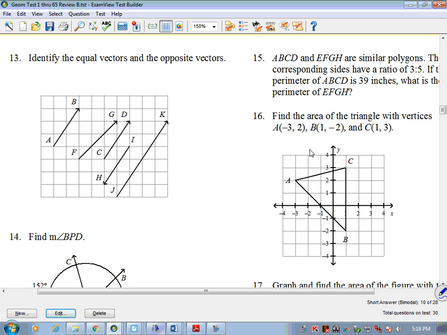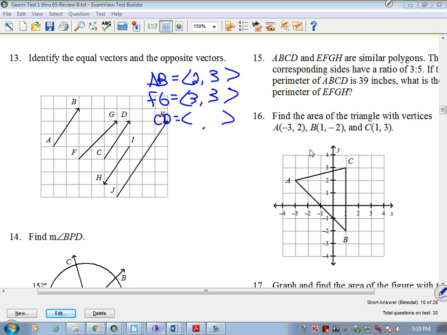First off, start with what my vectors are. Okay, AB equals vector. Show me. All right, I'm going to the right 2. Always do my x value first. I'm going up 3, then my y value. FG equals vector. Let's see, I'm going to the right 3. I'm going up 3. Okay, CD. Okay, I'm going to the right 2. I'm going up 3.